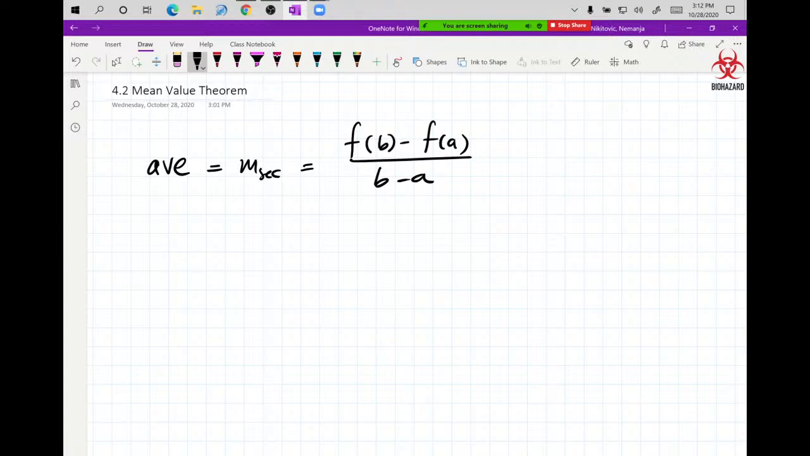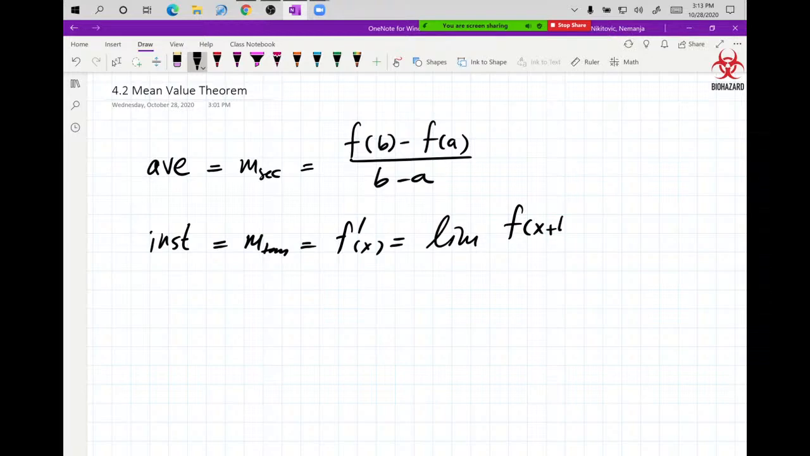Now, the other concept which we learned in calculus was the concept of the derivative, which was instantaneous change. So instantaneous change was the slope of the tangent line, which was f prime of x, and that was given by the limit of f of x plus h minus f of x divided by h, as h goes to 0. Forgot that.